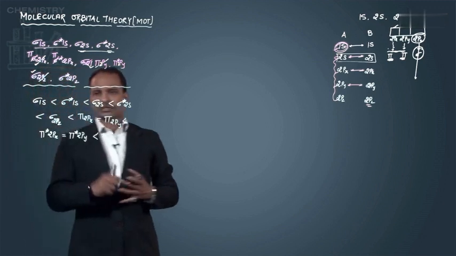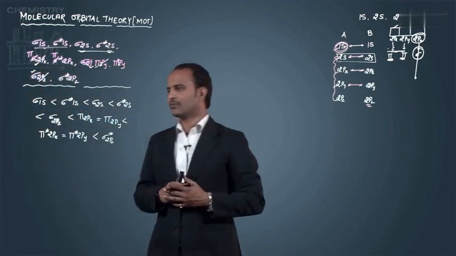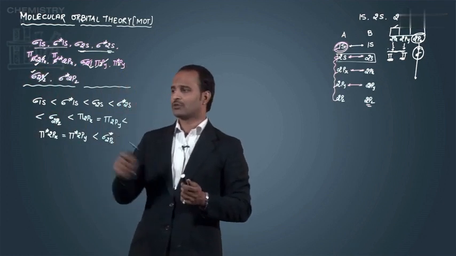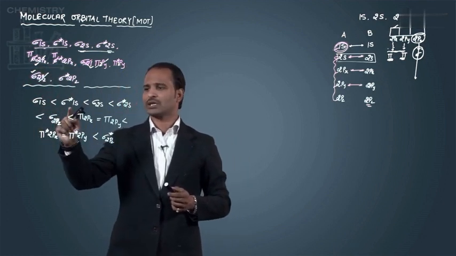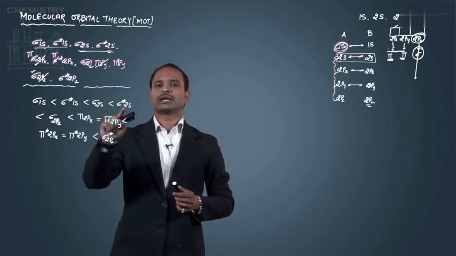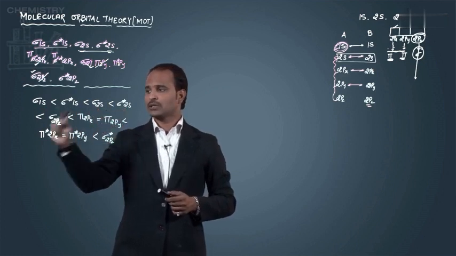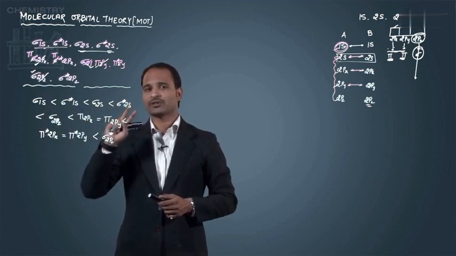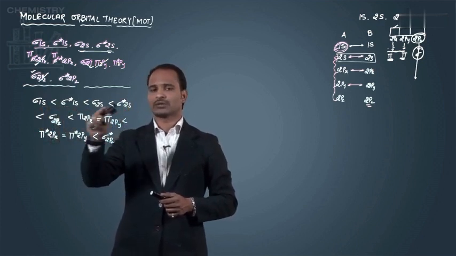So this is the energy level diagram for the molecular orbital. Whenever the electrons come, the electron will first fill sigma 1s, then sigma star 1s, then sigma 2s, then sigma star 2s, then sigma 2pz. Each molecular orbital has a capacity of 2 electrons. So everywhere 2 electrons will be filled.